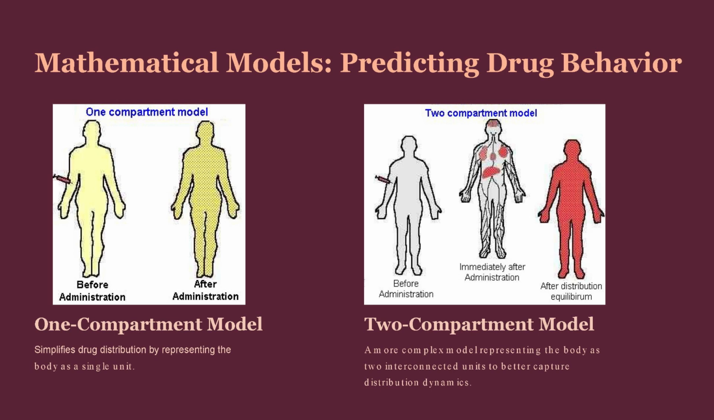The second picture illustrates the two-compartment model, which accounts for more complex dynamics. It divides the body into 2 interconnected compartments: the central compartment, including blood and highly perfused organs, and the peripheral compartment, such as muscles and fat. This model helps capture the behavior of drugs that require more detailed analysis of distribution and redistribution.